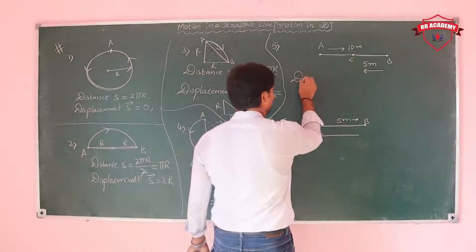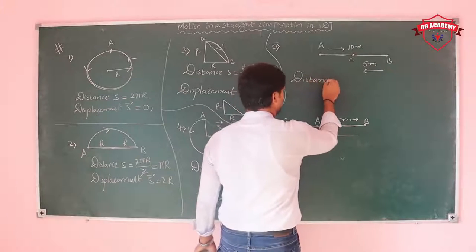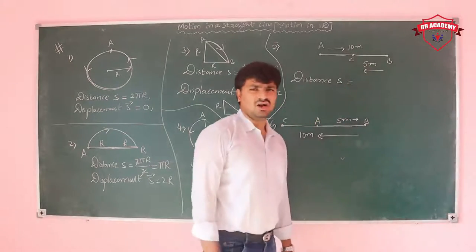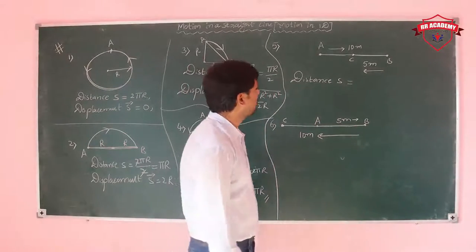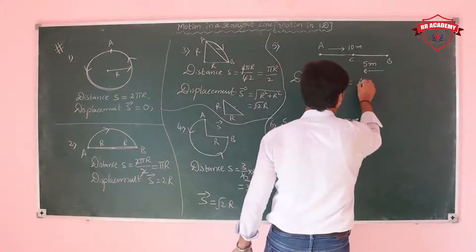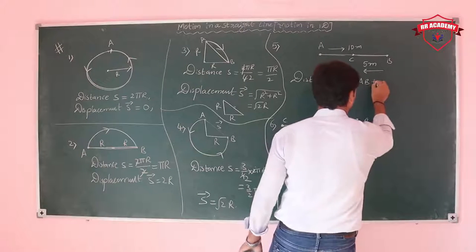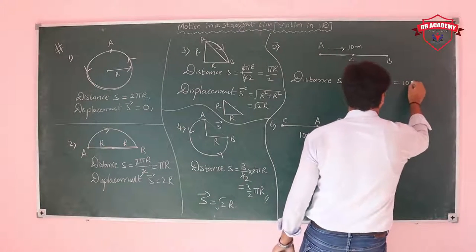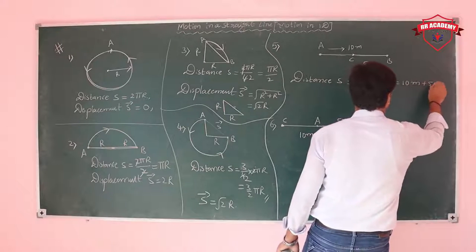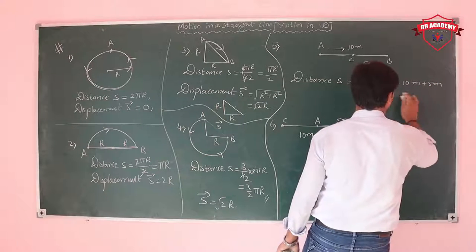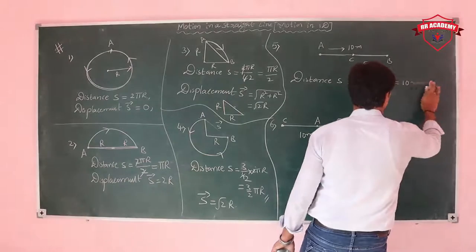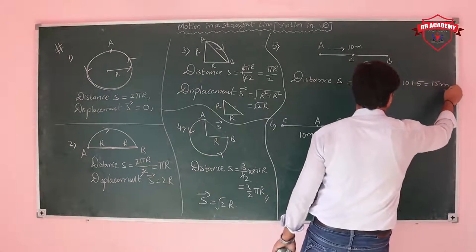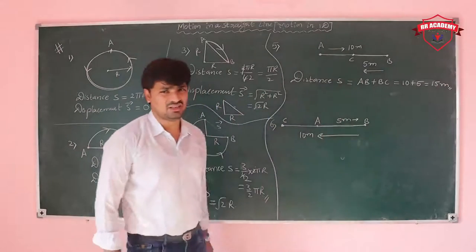Let's see. Distance is nothing but, again, the actual length of the path, or total length of the path. What is the total length? A to B plus B to C. A to B is 10 meters, B to C is 5 meters. So distance is simply 10 plus 5, 15 meters. Distance is 15 meters.